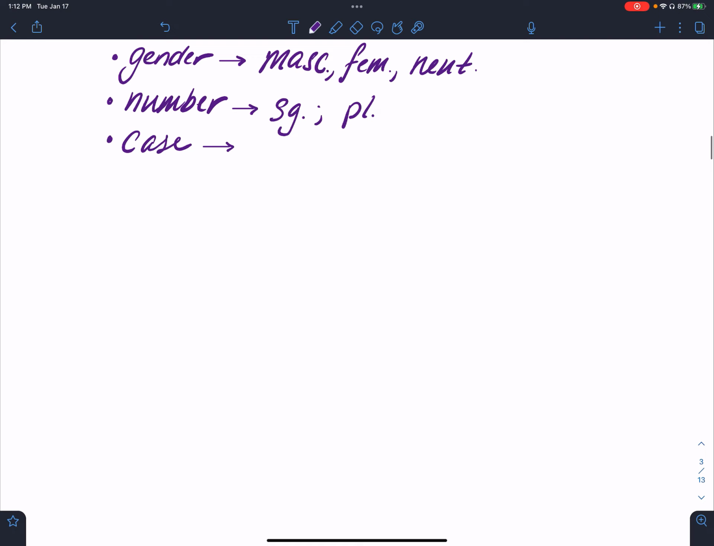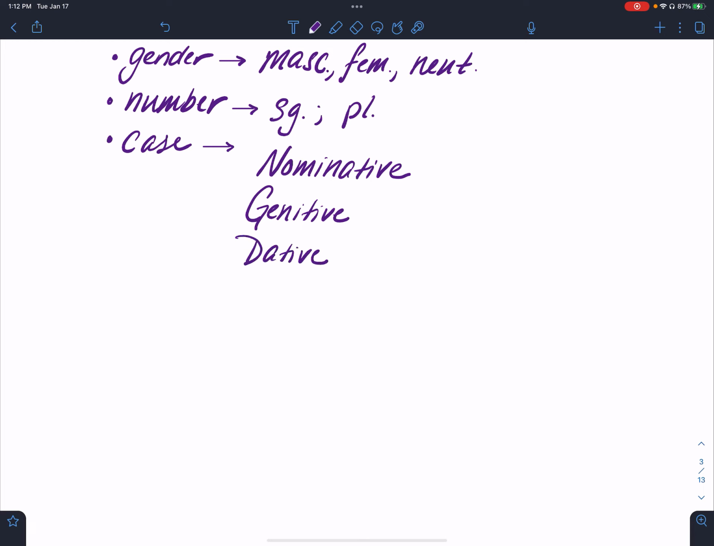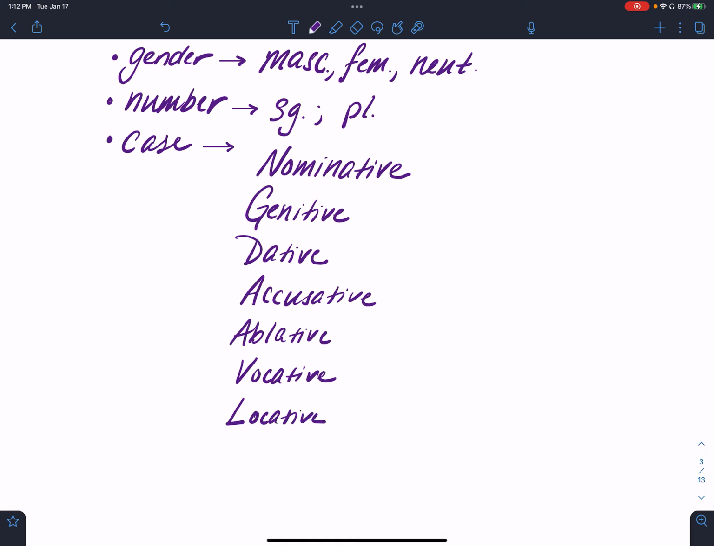Okay, so for case, let's talk about the other cases. In Latin, there are technically 7 cases, but we're only going to concern ourselves with 6 for today. They are as follows: nominative, genitive, dative, accusative, ablative. And the other two, I'll give them to you. One of them we're going to need: the vocative and the locative.